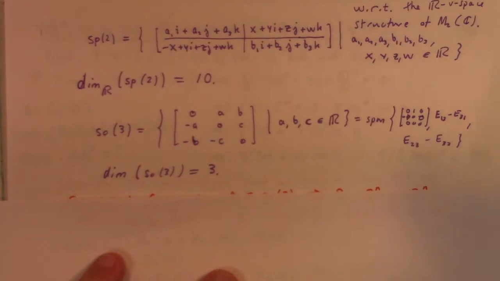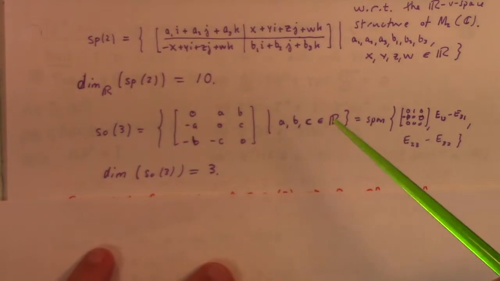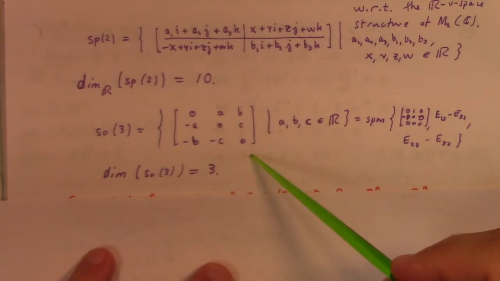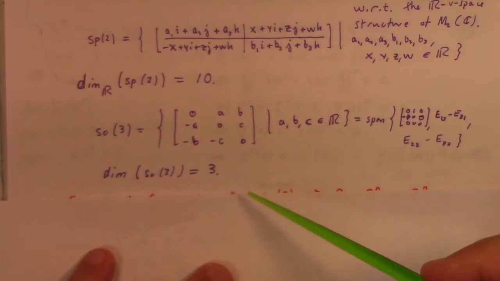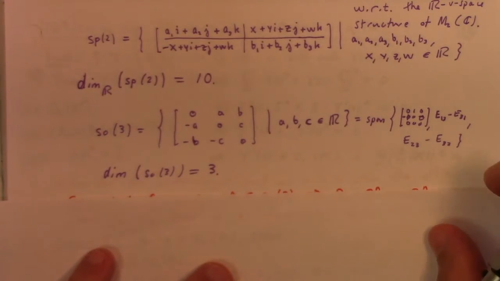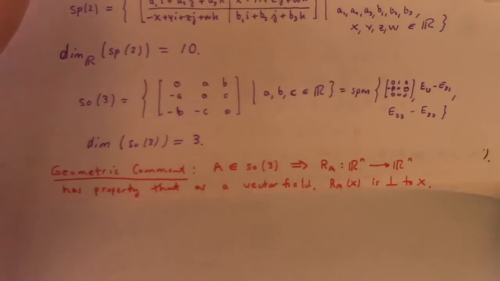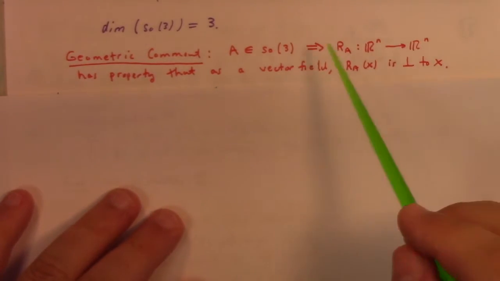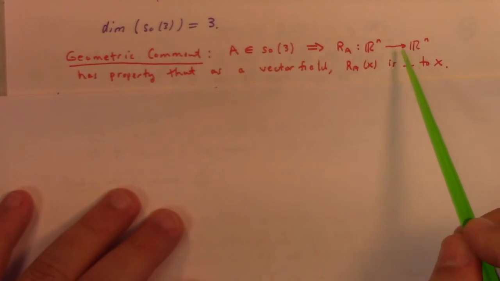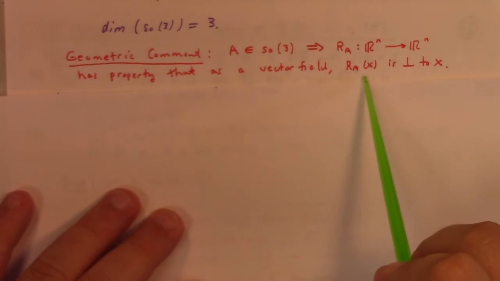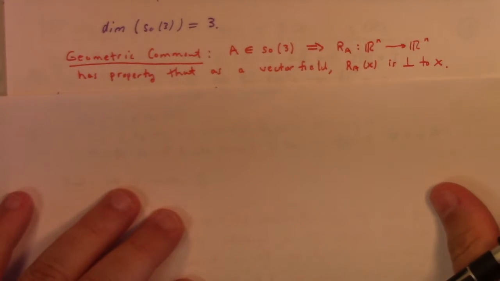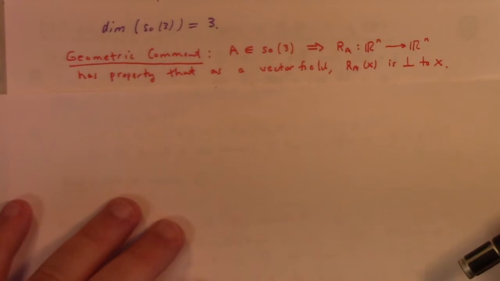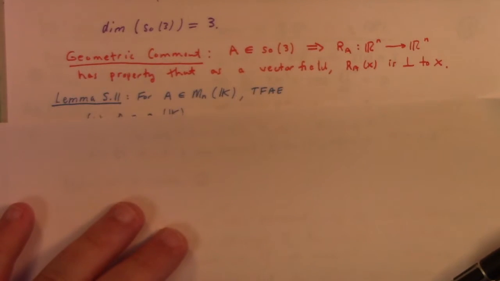Yet another example, SO3. We said it's skew symmetric, and so here's the typical element of little SO3, looks like this. Sometimes these are called infinitesimal rotations, in connection to the story I was telling you about the vector fields. Here's a comment about that. For A in little SO3, RA goes from Rn to Rn and has the property that as a vector field, RAX is perpendicular to X. So think about circles and radials and perpendicular directions. It's kind of like that.